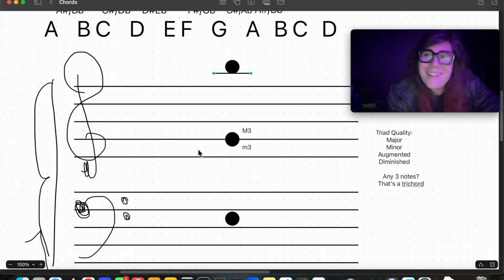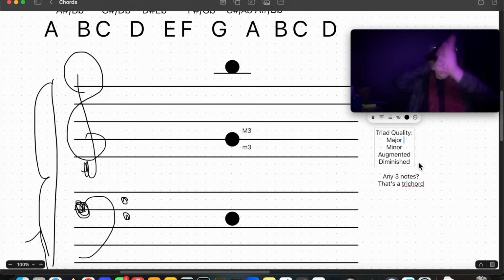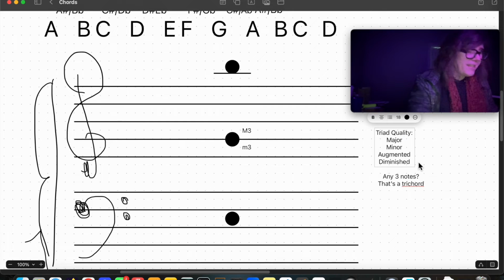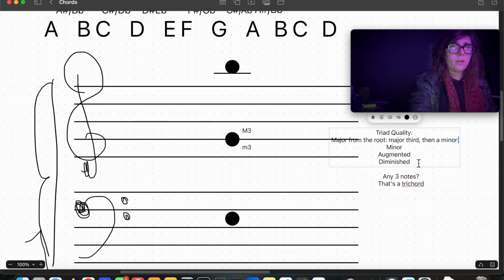Okay, fun times. Let me write this over here. I hope you're taking notes. You can screenshot this. You can save this. You can do whatever you want. So major is the idea: from the root, I have a major third, then a minor third. Minor, from the root, I have a minor third, then a major third.